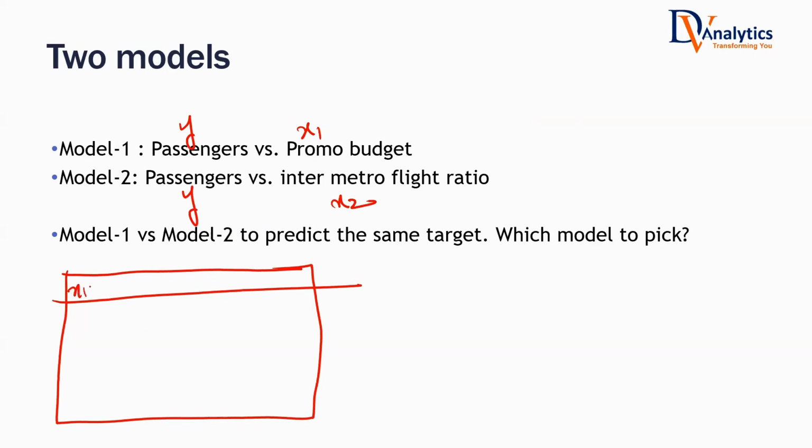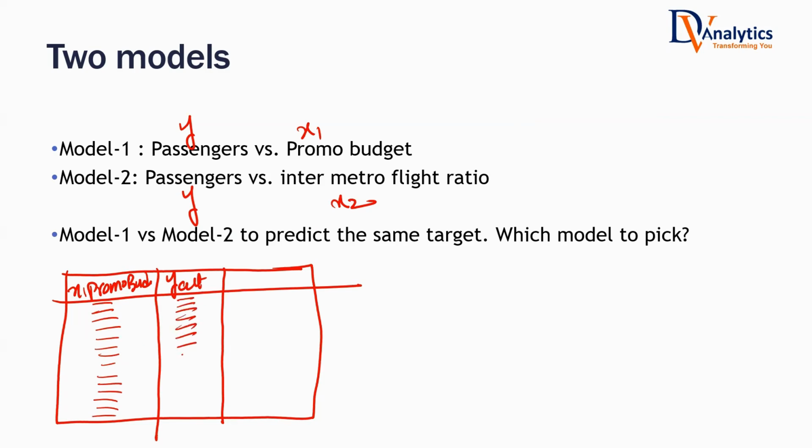Take variable X1, which is promotional budget. Your target variable Y is passengers. Let's call that the actual value of passengers. So you have the promotional budget data with you. Do you have the passengers data with you?